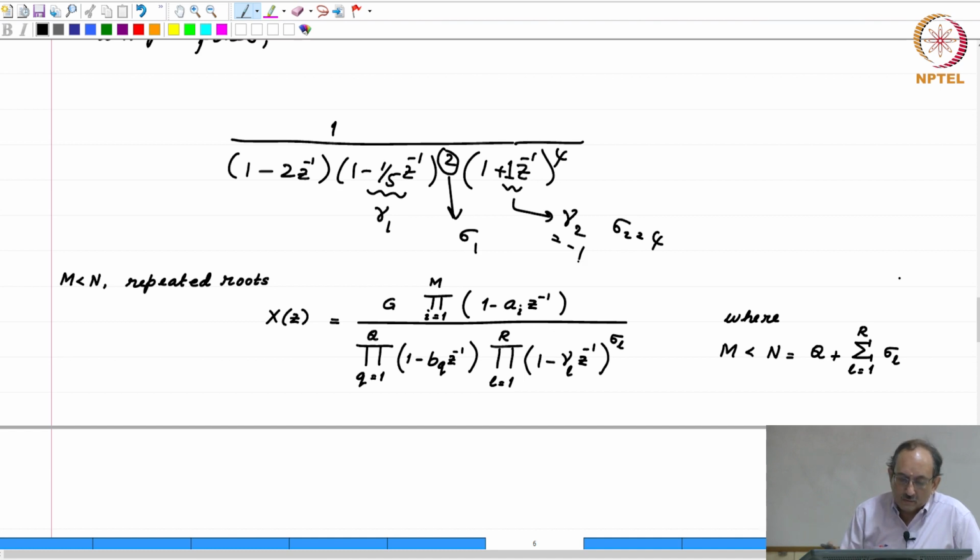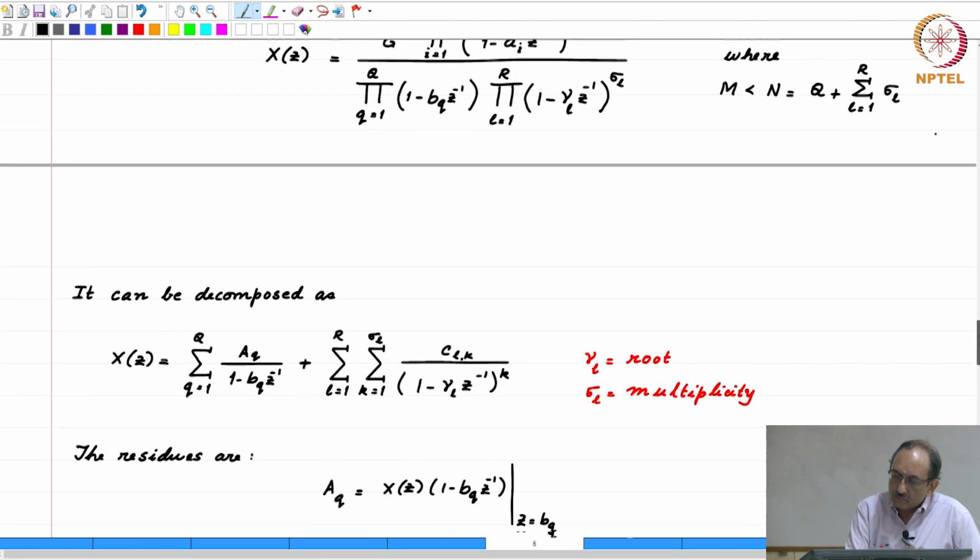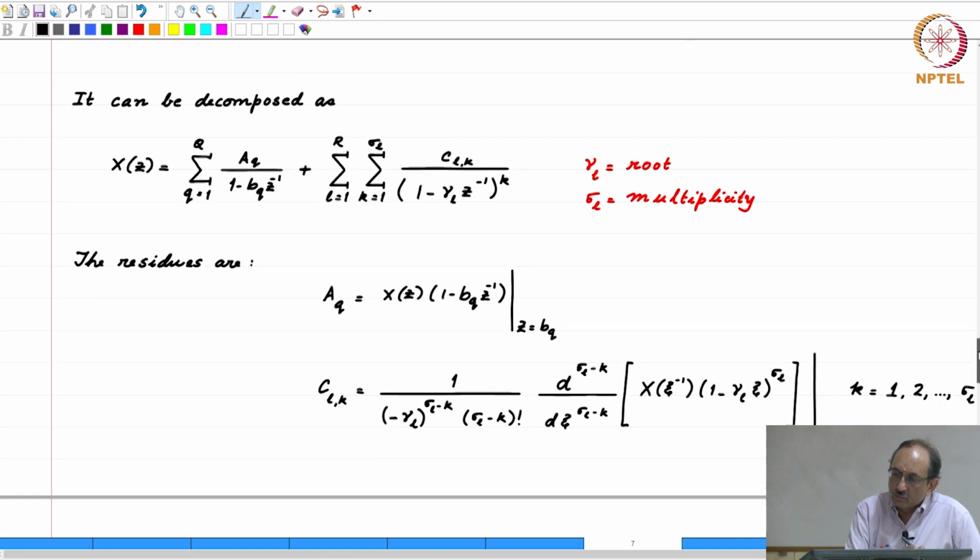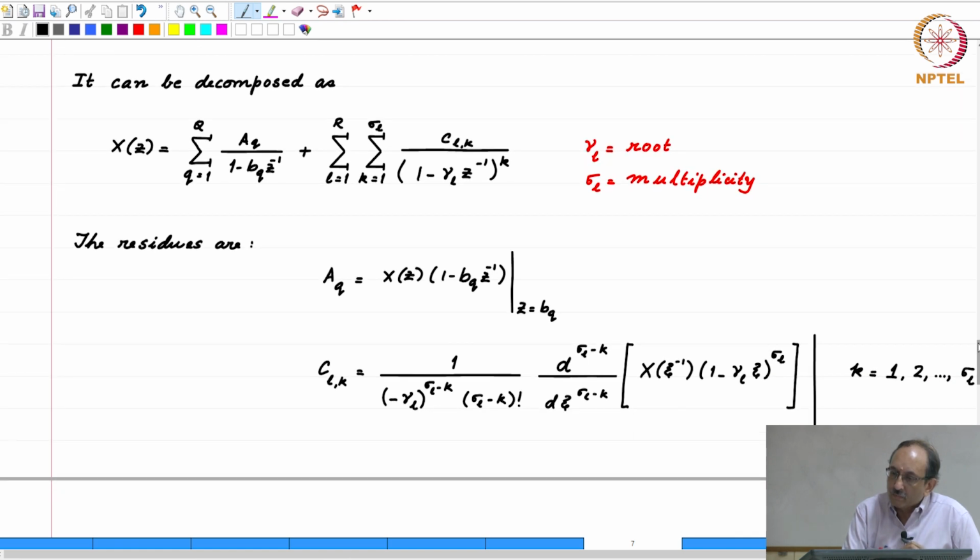Alright. And the overall degree of the denominator is, you sum up all these things. And now, this is how this can be decomposed as the simple roots as before, no change. For the multiple roots, you need this formula here, alright. And this is how the residues are computed.